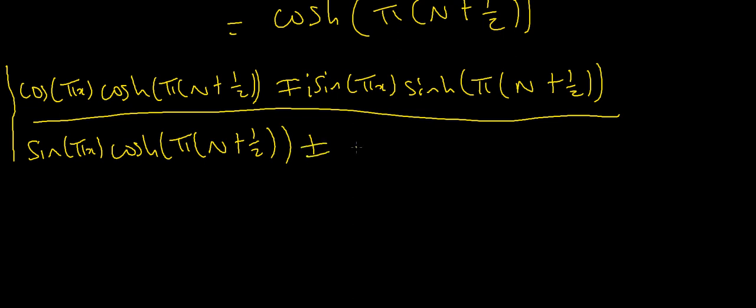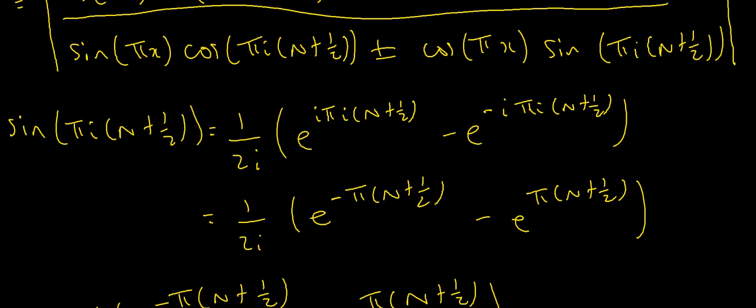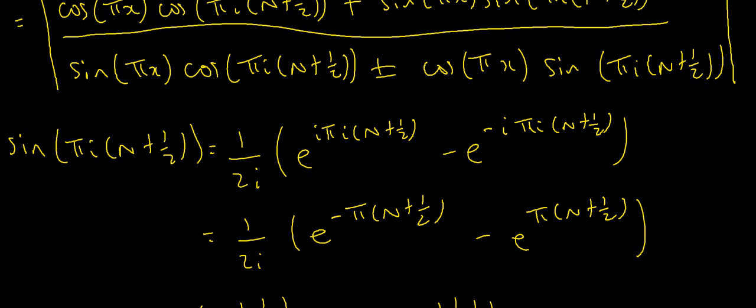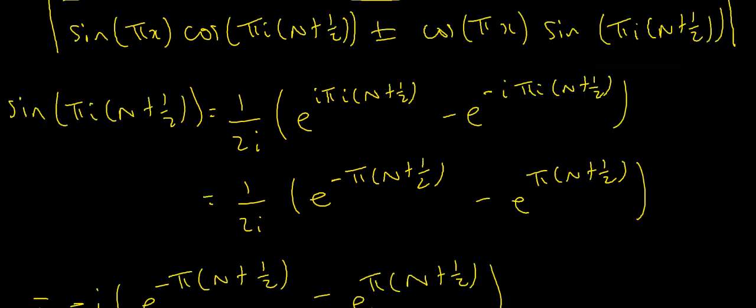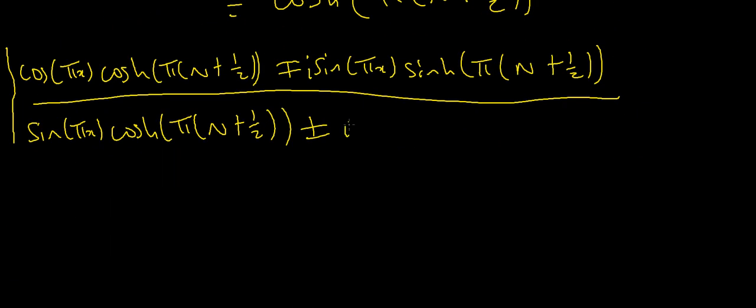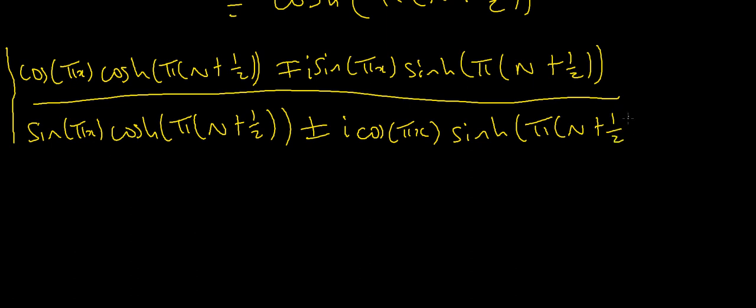plus or minus, what was the next term? Cos pi x sine of pi i times n plus a half, and that's just going to be plus or minus i cos pi x times sinh of pi times n plus a half, and I'm going to take the modulus of that all squared.